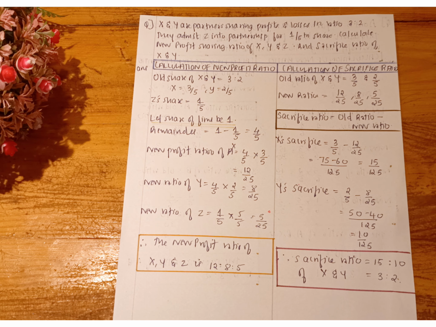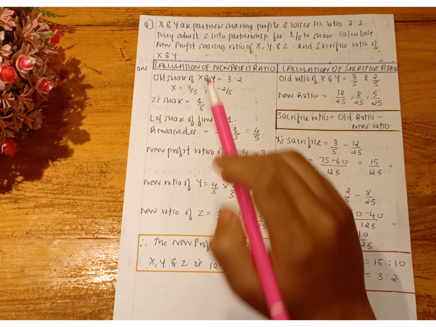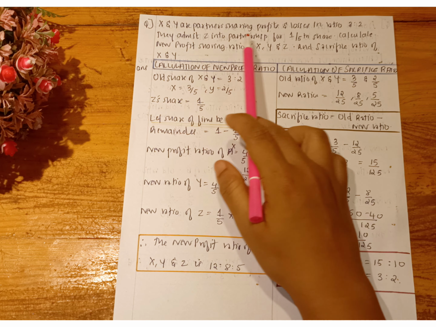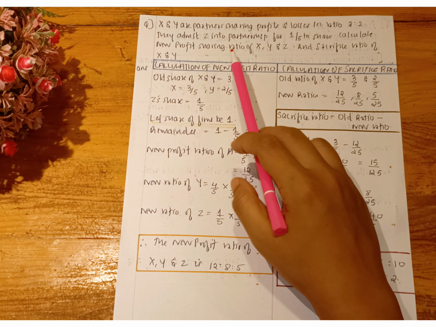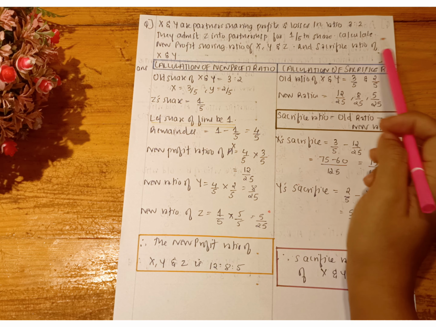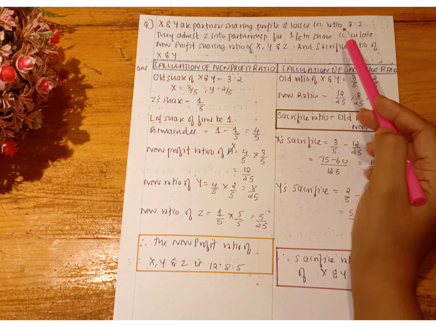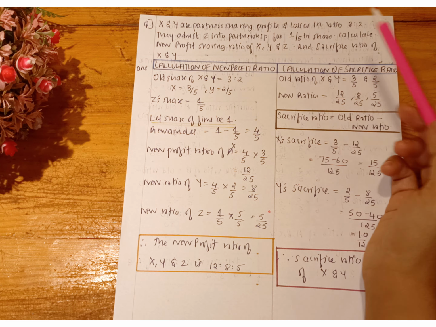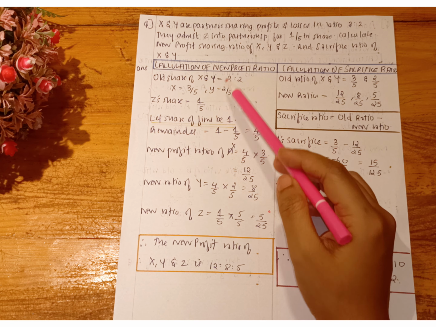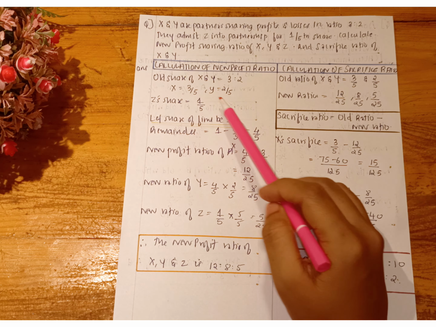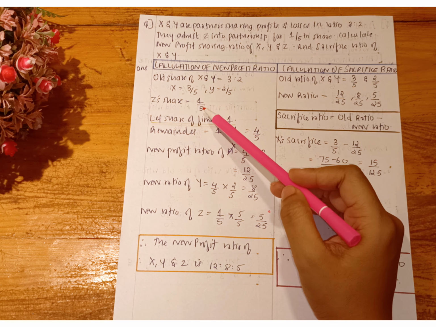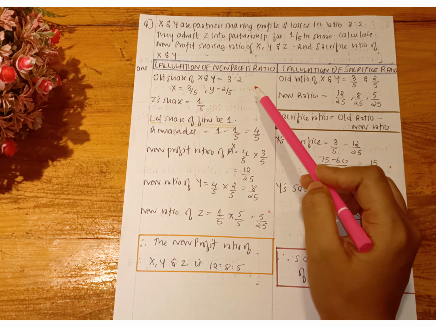Moving on to our second problem. The question reads as: X and Y are partners sharing profits and losses in the ratio 3:2. They admit Z into partnership for 1/5th share. Calculate the new profit sharing ratio of X, Y and Z and the sacrificing ratio of X and Y. So again we start with writing the old share of X and Y, that is 3:2, 3/5 and 2/5. The share for which Z is admitted is 1/5.